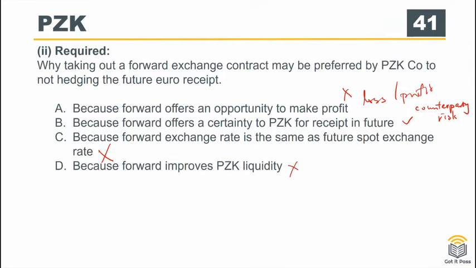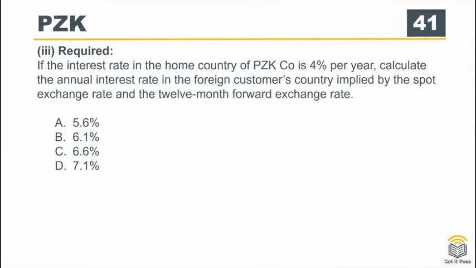Okay, next part. For the third requirement, let's see what we have to do. If the interest rate in home currency of PZK company is 4% per year, calculate the annual interest rate in the foreign customer's country implied by the spot exchange rate and the 12-month forward exchange rate. So here there are some terms I have to highlight.